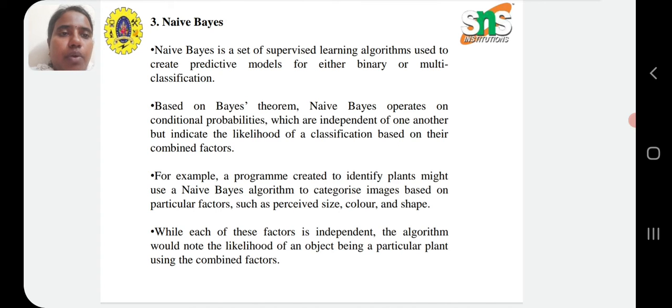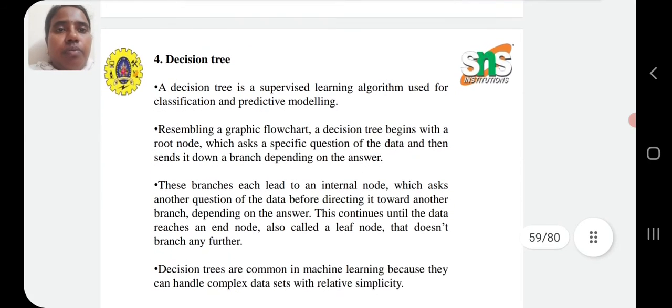For example, a program created to identify plants might use a naive Bayes algorithm to categorize images based on particular factors such as perceived size, color, and shape. While each of these factors is independent, the algorithm could note the likelihood of an object being a particular plant using the combined factors. Decision tree.